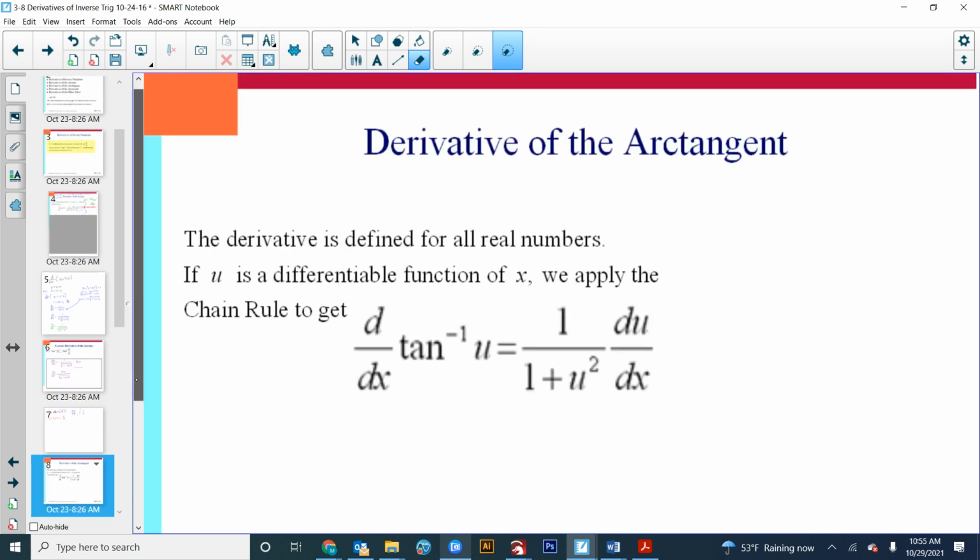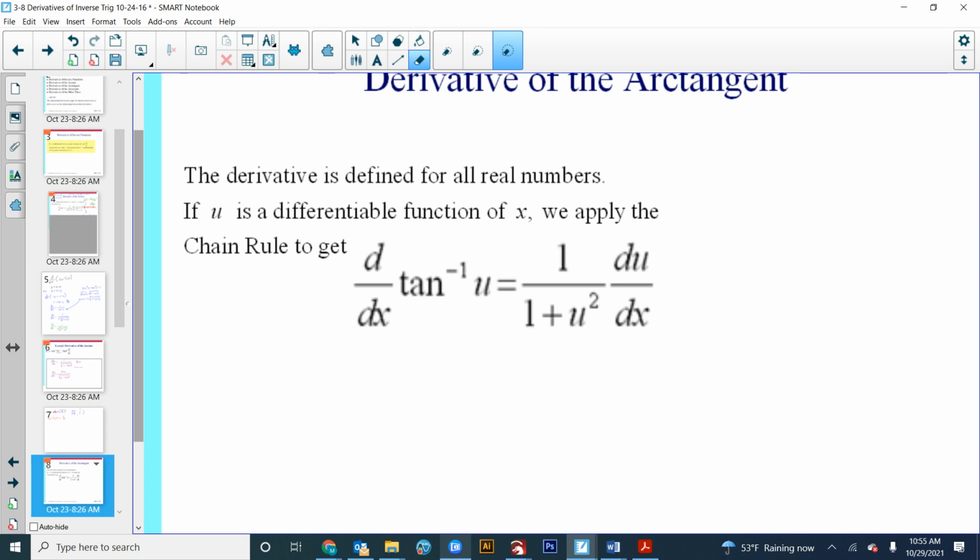Last one for today. Write down the derivative of tangent inverse of u. This is a new template to memorize. So we have sine inverse of u, we have tangent inverse of u.